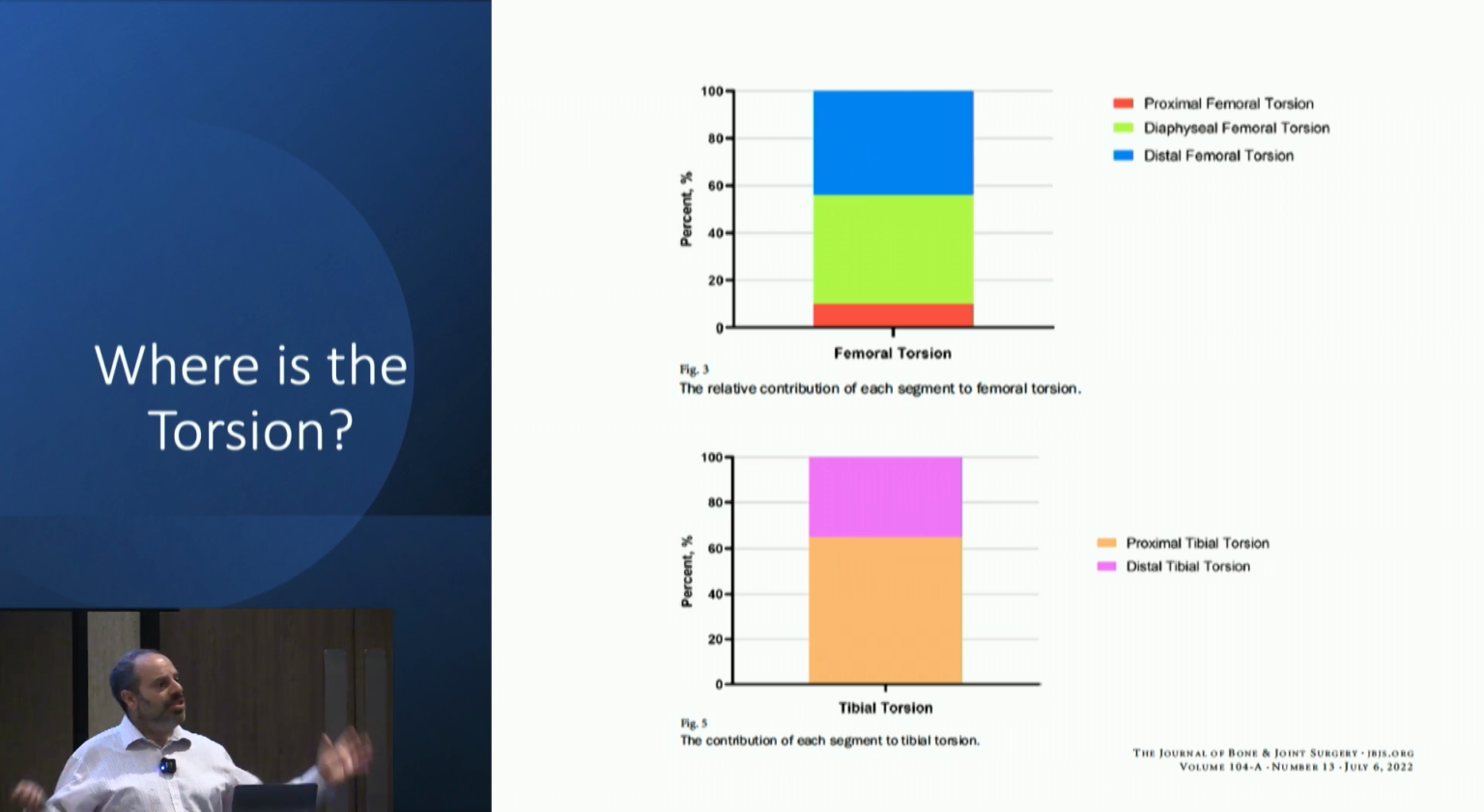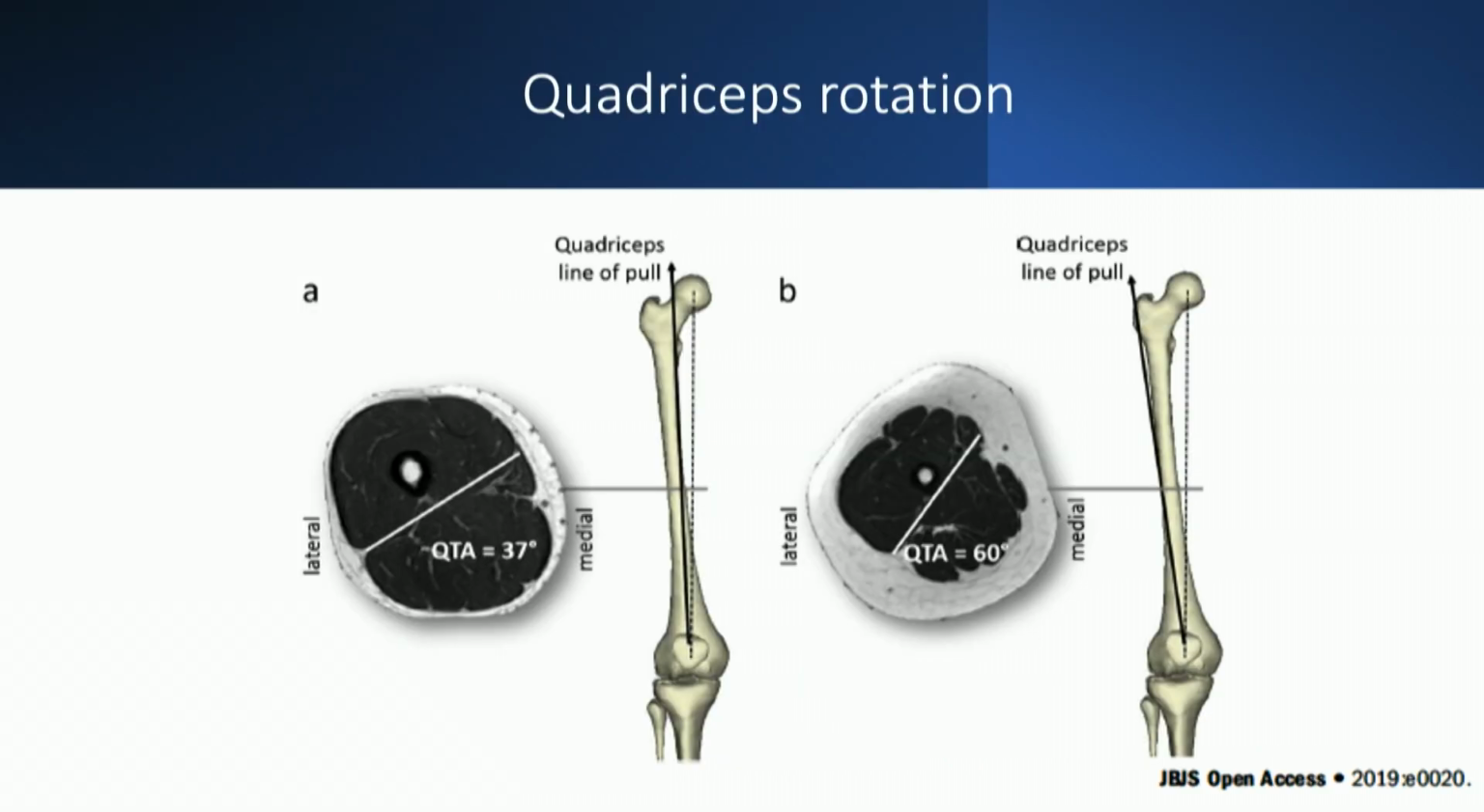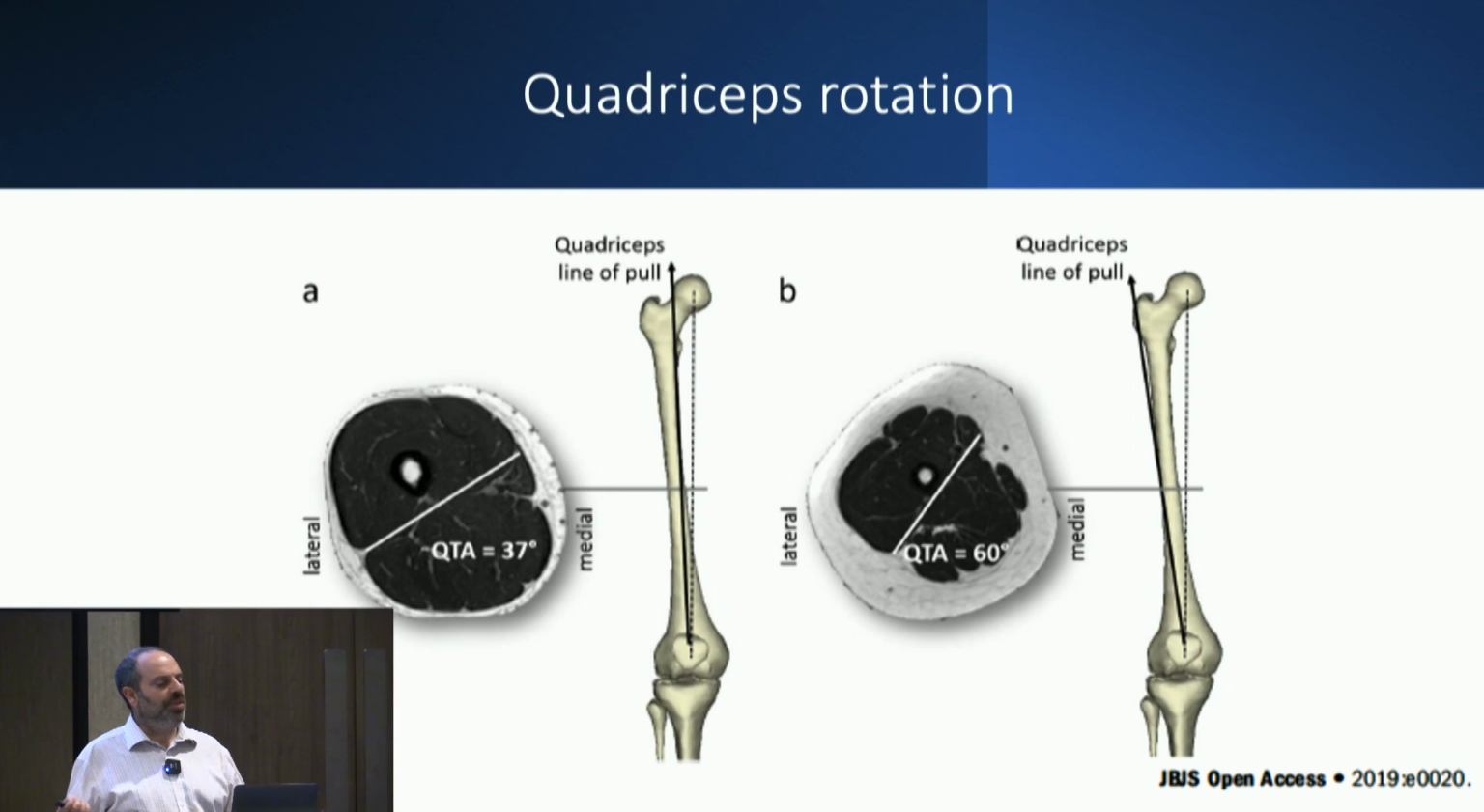And all of this, in terms of putting it together, the next stage we're going to be looking at is the rotation of the quads. Simply because quads might be the result of torsion and in terms of the pull. So this is a whole field that's developing.